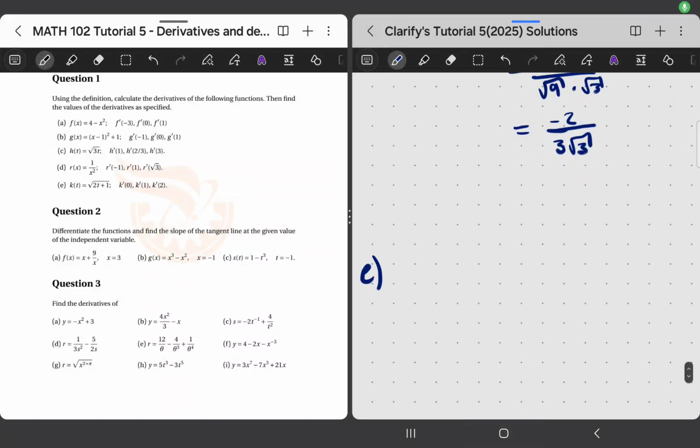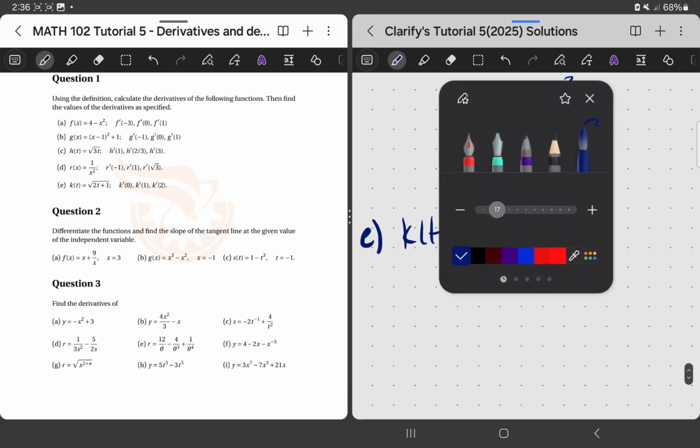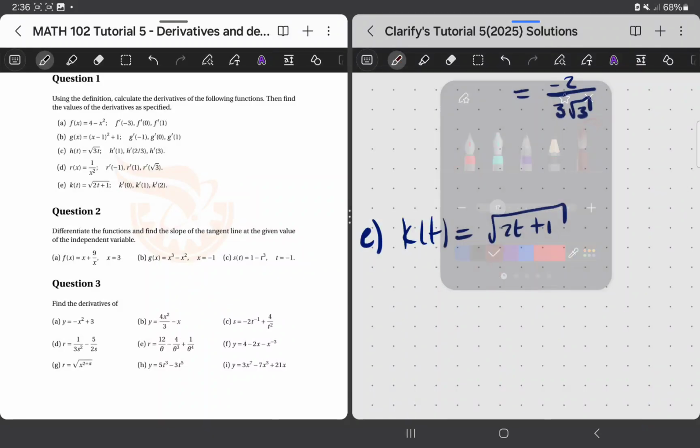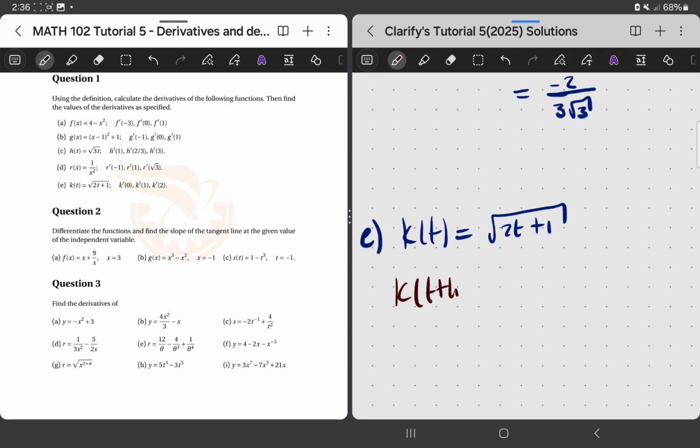e, which is a beautiful thing. Let's say k of t is equal to the square root of 2t plus 1. Now, we are trying to get the derivative by the definition. We know the first thing we do is we find k of t plus h, okay?